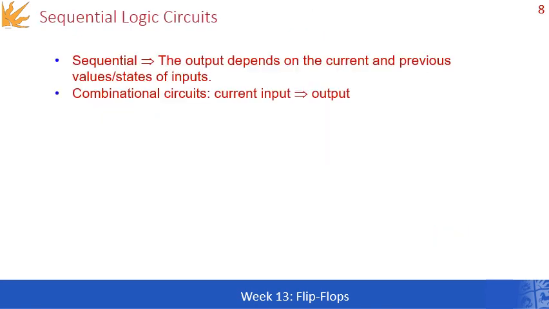Which brings us to this slide over here. So, a sequential circuit means that the output depends on the current status and the previous values or states of the inputs. Contrary to what we've been talking about so far, which was combinational circuits, where the current input defines the output.